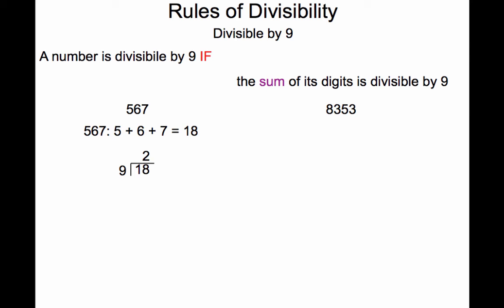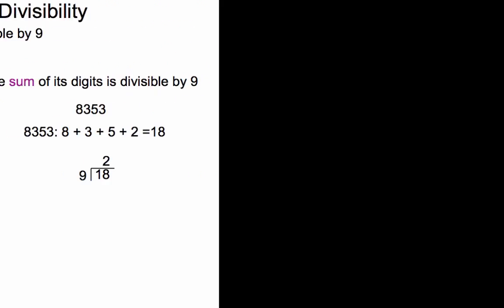Let's look at this one. 8,353. 8 plus 3 plus 5 plus 2 equals 18. Again, 18 divided by 9 equals 2. So 8,353 is divisible by 9.